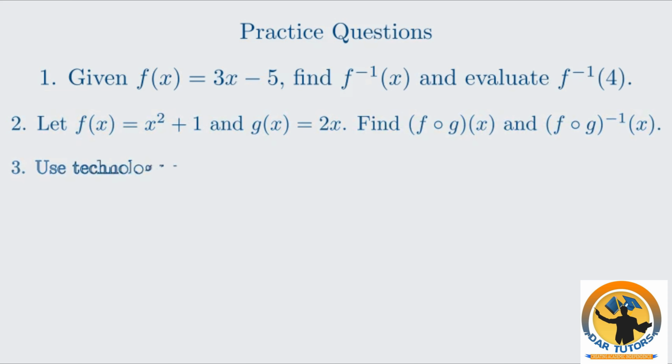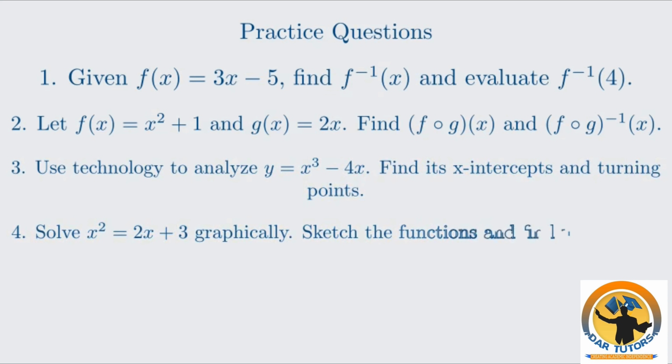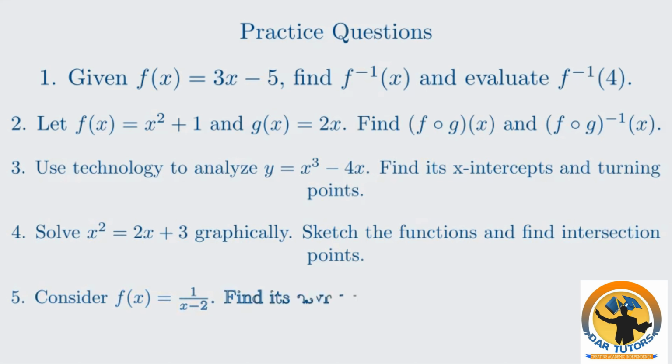Question 3. Use your graphics calculator to analyze the function y equals x cubed minus 4x. Find its x-intercepts and any turning points. Question 4. Solve the equation x squared equals 2x plus 3 graphically. Sketch the two functions and find their intersection points. Question 5. Consider the function f of x equals 1 over x minus 2. Find its asymptotes, domain, and range. Then sketch the function. Pause the video here and try to solve these questions on your own. When you're ready, I'll reveal the answers.